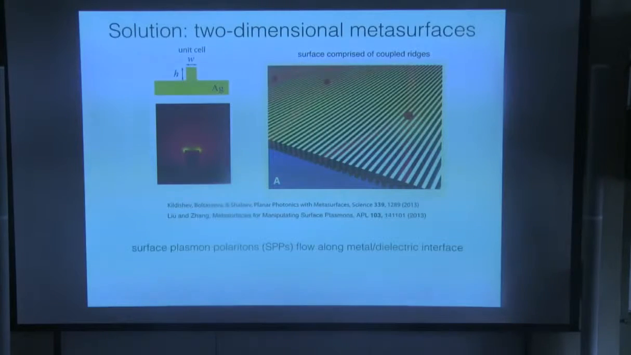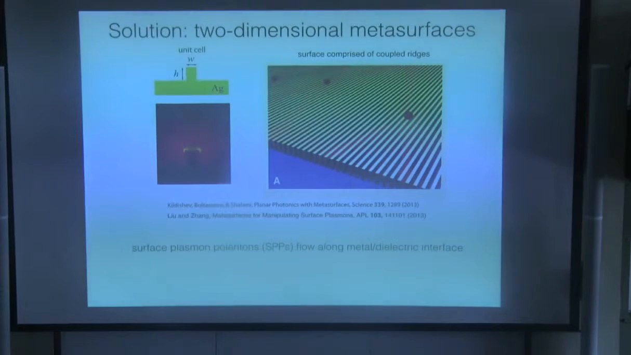However, it was recently suggested that there could be a relatively simple solution to this problem of extreme losses. It was suggested that indeed you could realize hyperbolic dispersion and similar properties in a two-dimensional metasurface that's simply a metal air grating where the pitch of the grating is well below the wavelength that you're exploring. In this system, rather than having light flow through metal, the optical modes of the system are surface plasmon polaritons, which flow along the metal dielectric interface.